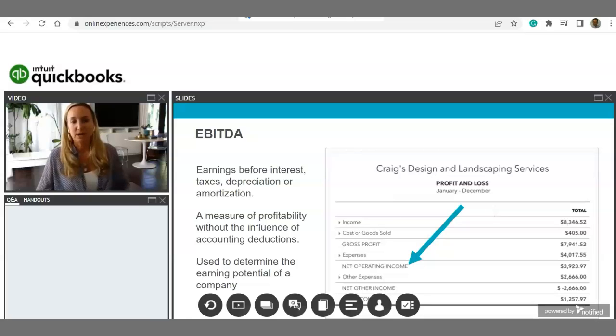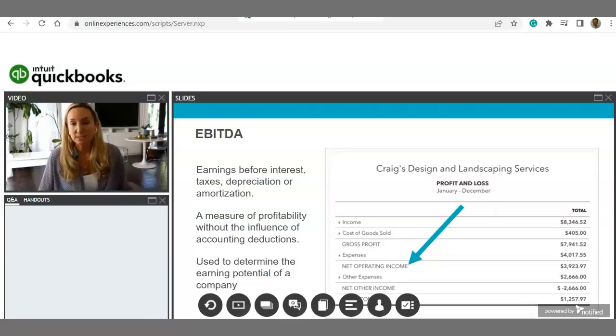Now, let's stop right here on the P&L. We looked at the income, we looked at the cost of goods sold, and we measured gross profit by using those two numbers. Then we looked at the expenses or overheads, and we then calculated the net operating income.